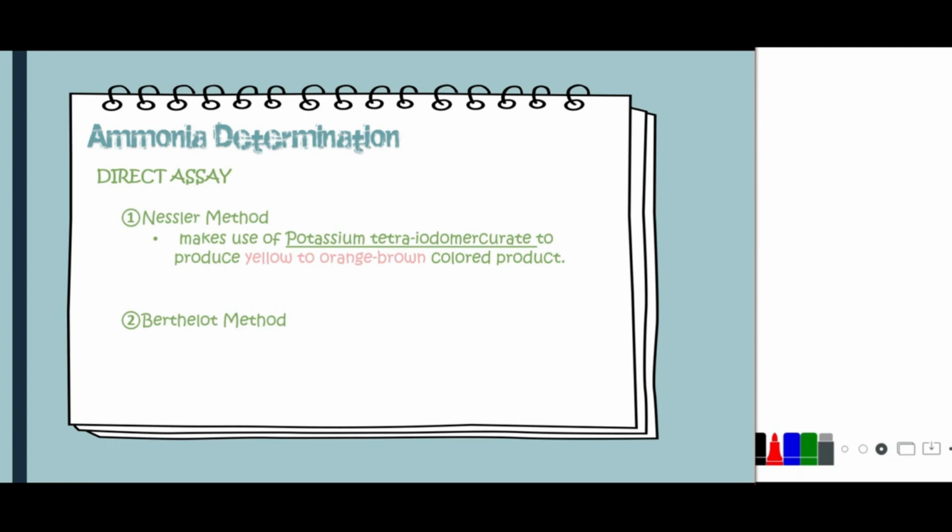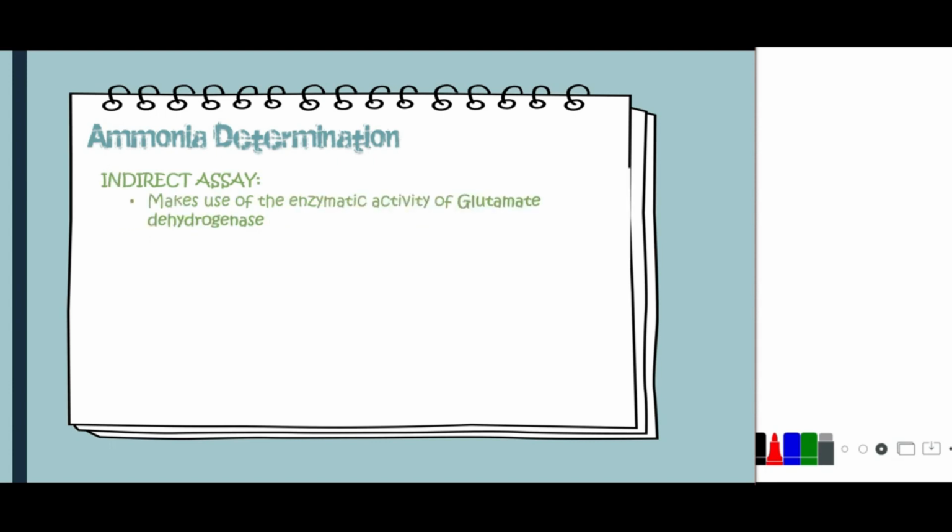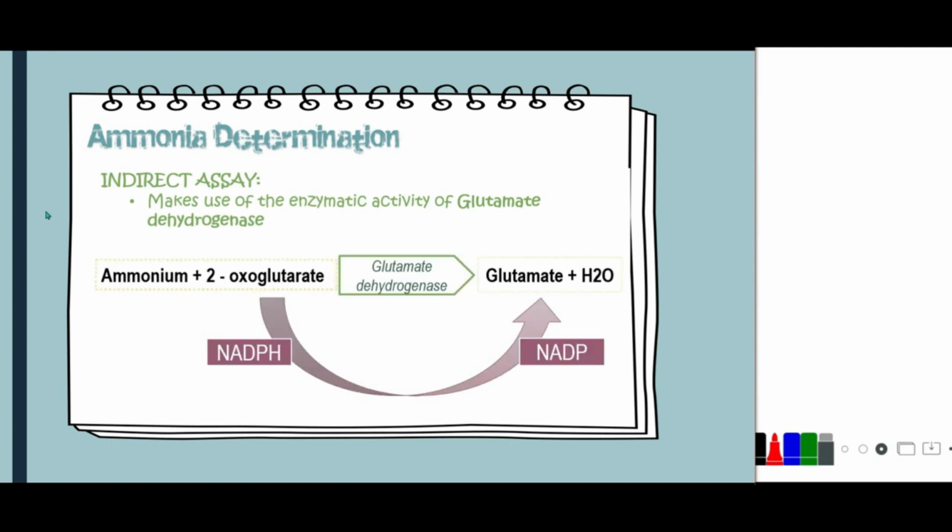Next would be that of your Berthelot method. This time, it will make use of your phenol hypochlorite to produce a blue-colored product. And as mentioned earlier, the indirect assay for ammonia determination makes use of the enzymatic activity of glutamate dehydrogenase. So it's the same enzymatic reaction, guys. So ammonium with 2-oxoglutarate and in the presence of the coenzyme NADPH, this will be converted to glutamate and water with the action of your glutamate dehydrogenase. NADPH is oxidized to NADP, so you have to observe for a decrease in absorbance at 340 nanometer.